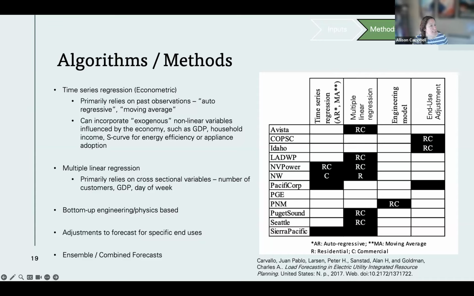Also, we look at bottom-up engineering or physics-based approaches. I'll have a quick example about what that means. We can additionally make some adjustments to the forecast for specific end uses. And then finally, I mentioned that we can combine these forecasts in a whole slew of ways, but ultimately a simple combination can also be very helpful. All of these approaches are used by different utilities in different ways.